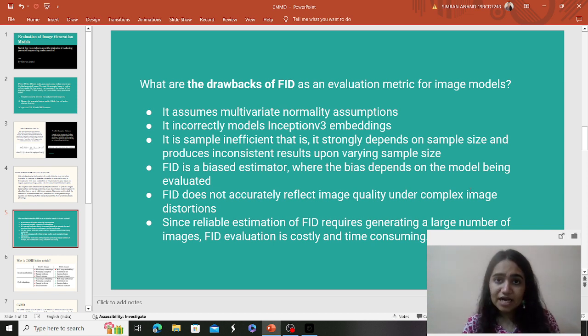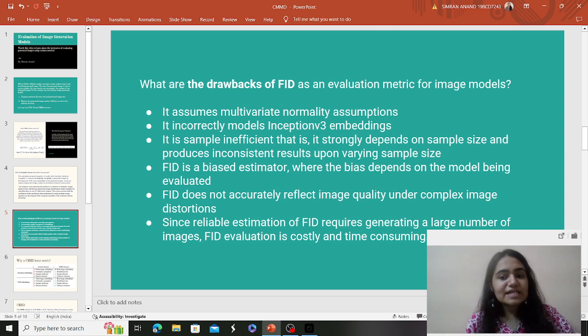That's again a drawback, because we do not want the bias to depend on the model. It should be agnostic to the model. It should not be impacted by what model you're using. But over here, it's a biased estimator where the bias depends on the sample size, and it is also depending on the model being evaluated.